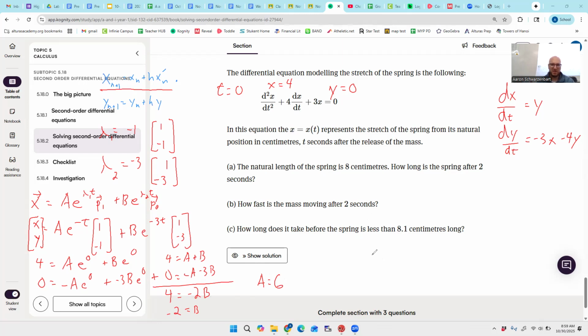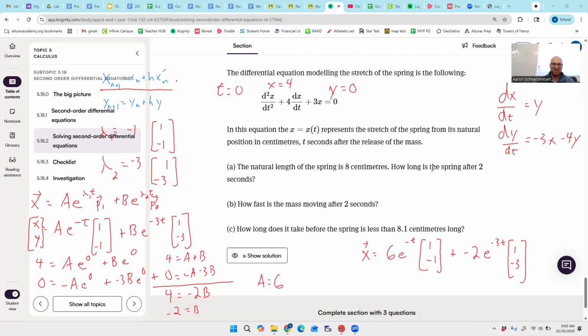So my equation is now the vector of position and velocity: 6e to the negative t times 1, negative 1, plus negative 2e to the negative 3t times 1, negative 3.